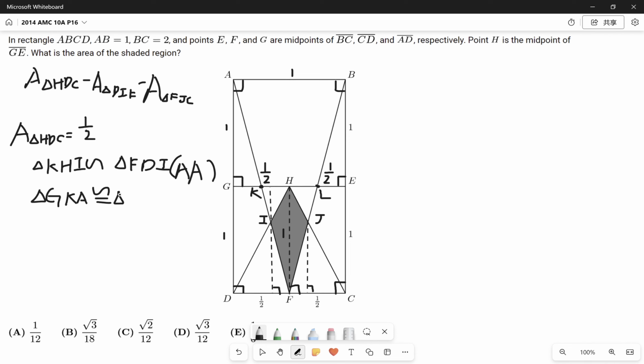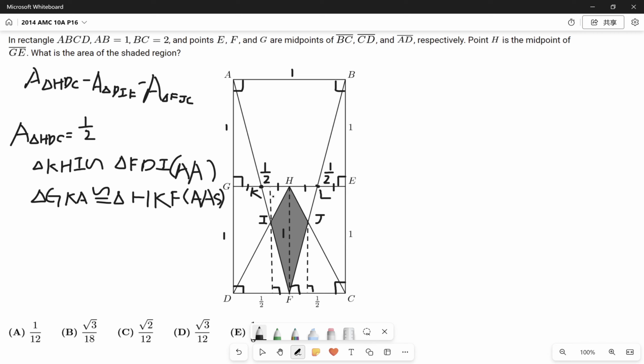So triangle GKA is congruent to the triangle HKF. So how do we know this? We have opposite angles equal, we have a 90-degree angle, and we also have one side. So we have AAS, angle-angle-side. Since these two triangles are congruent, we know GK is equal to HK, and similarly, HL is equal to LE. So these are all equal.